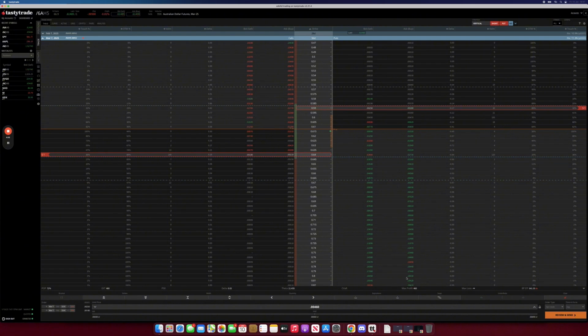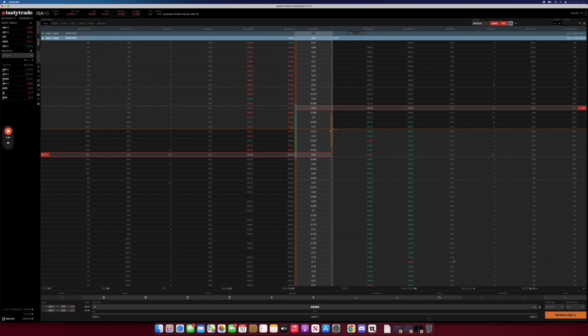So if you look at our return on capital here, we've almost got a 100% return on capital on a naked strangle position with an extremely high probability of success. Now, you can only really get this with futures, or if you have a portfolio margin account, you can get it on equities, but most people won't have a PM account.